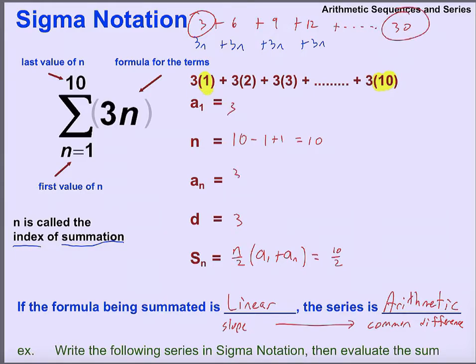And we can get these just by plugging the first n into 3n, and then plugging the last n into 3n. That'll give us our a sub 1 and our a sub n. So we can finish this off by putting the a sub 1 plus a sub n into our formula, and that's 5 times 33, or 165.